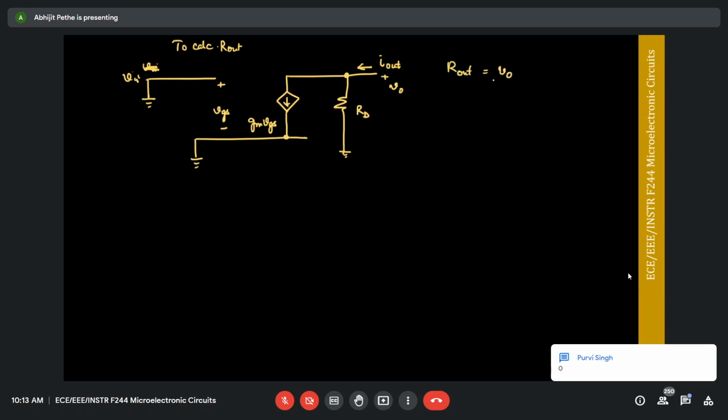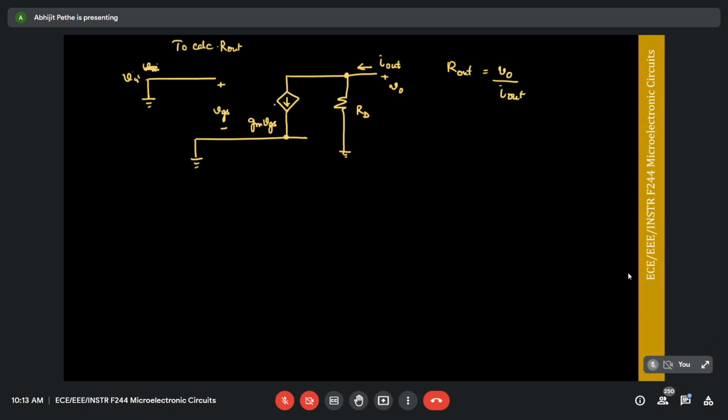If VGS is 0, what happens to this current source? That is also 0, so that also goes away. So then if I now calculate V out by I out, what is that equal to? RD, right? So you see that in this case, the output resistance of your amplifier is RD.